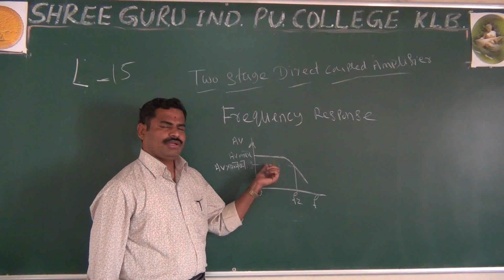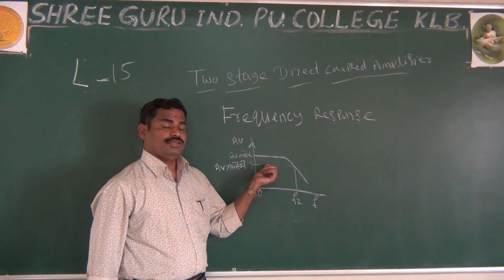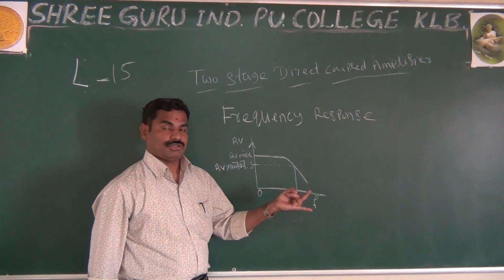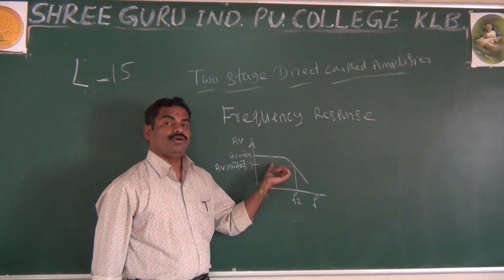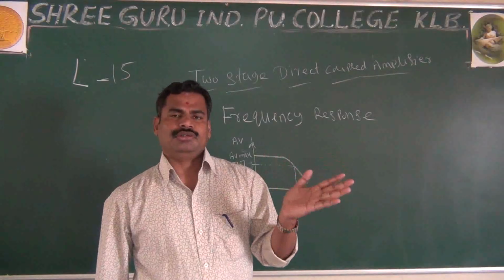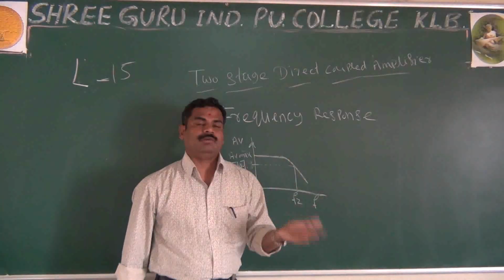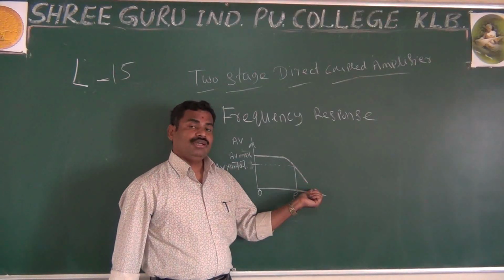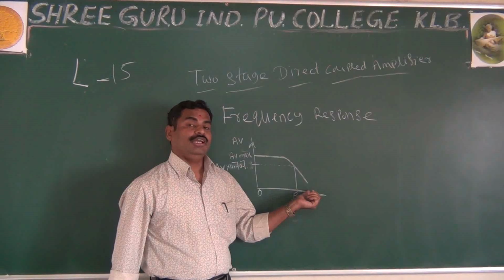No doubt for low frequency, why is the gain constant? Because you are not using any coupling capacitor or bypass capacitor. That's why the gain will be constant for low frequency. And in mid frequency, there is no effect of capacitors in the mid-band. But why does the gain reduce only for high frequency?